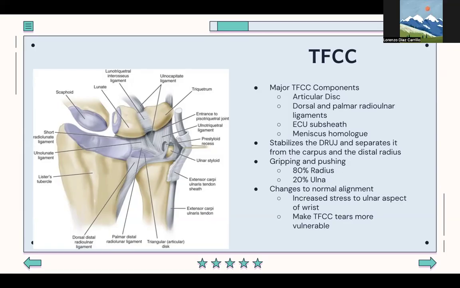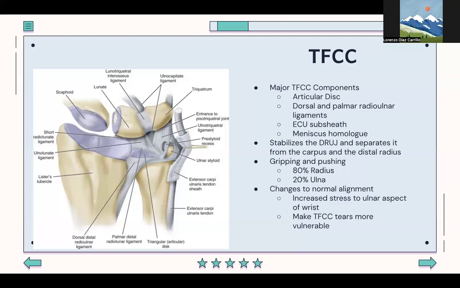So as OTs, we need to be aware of this when clients report ulnar-sided wrist pain after injury or surgery, as the TFCC can be overloaded and it can lead to instability, weakness, and significant pain with functional use of the hand. So it'll be critical for us to know what we're working with and what will aid in planning interventions that involve rotation, grip, and weight bearing.